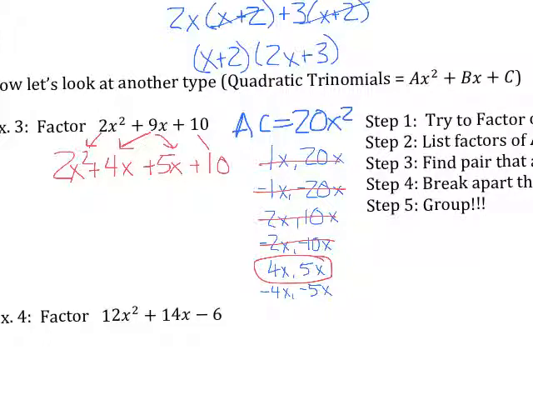Okay, so that's the only thing that's new. I multiply a times c. That's what I did here. Find my factors, and then find the pair of factors that would also add to the middle term.